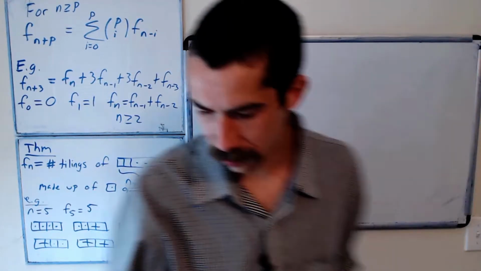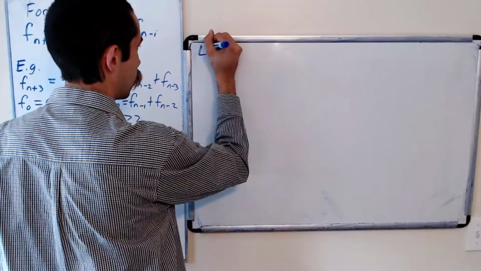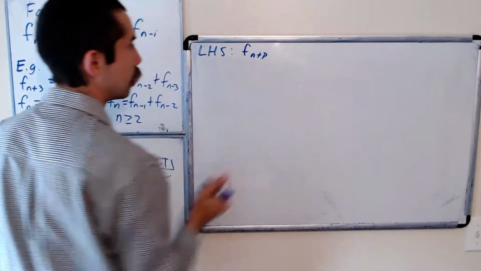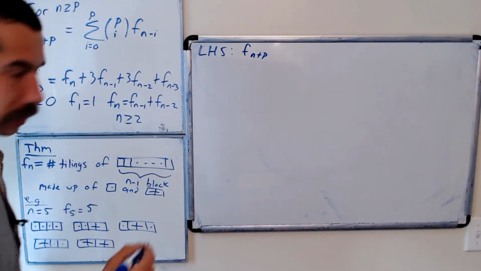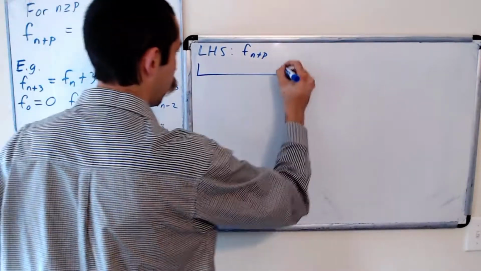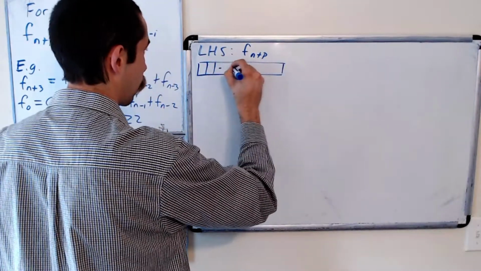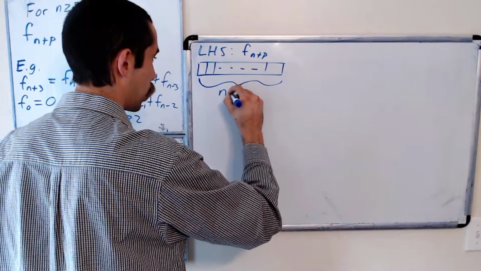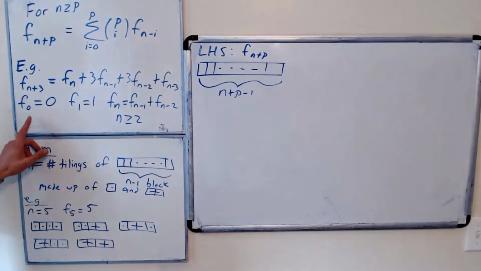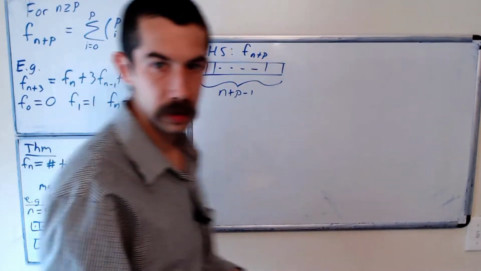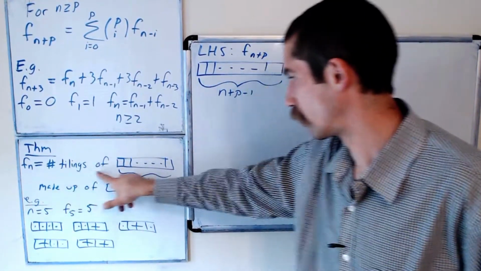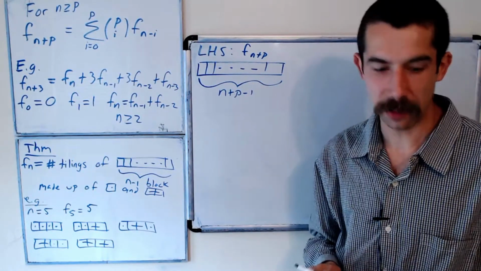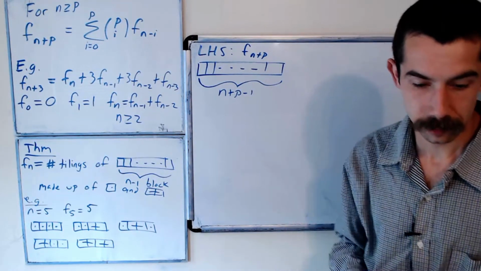Okay, so the left-hand side, which is fn plus p, we know that's the number of tilings of some blocks. How many of them? N plus p minus 1 blocks, right? That's what the theorem says. It says fn is the number of tilings of n minus 1 blocks, so fn plus p is the number of tilings of n plus p minus 1 blocks.